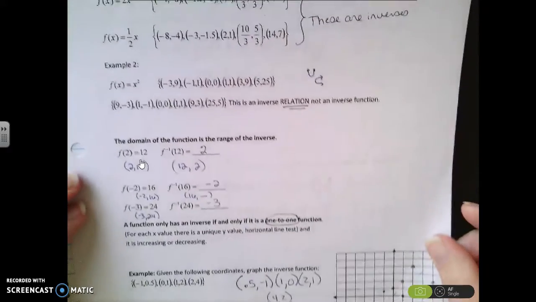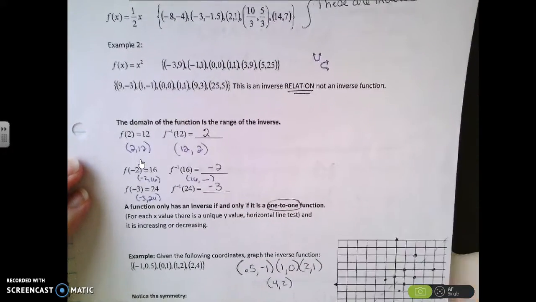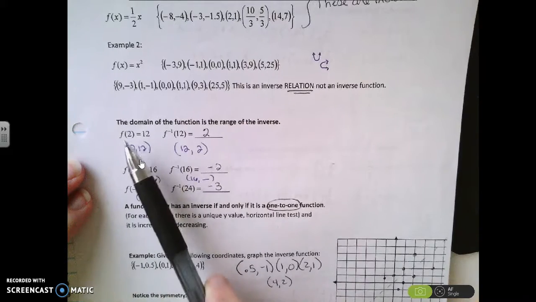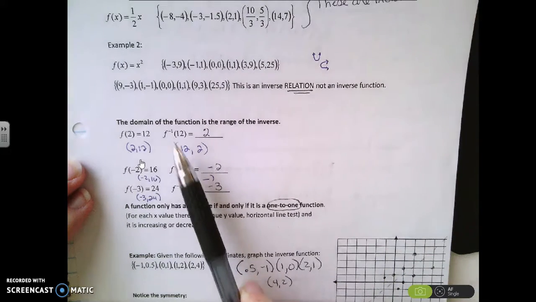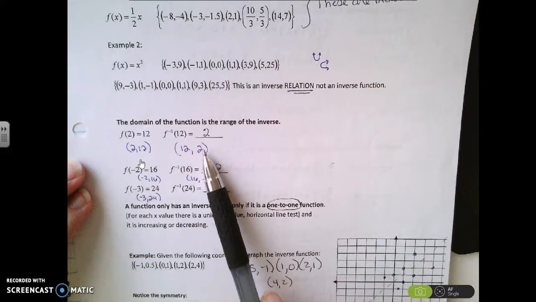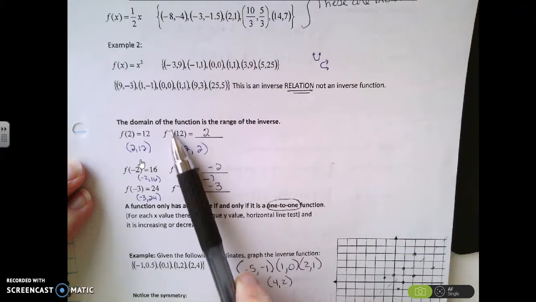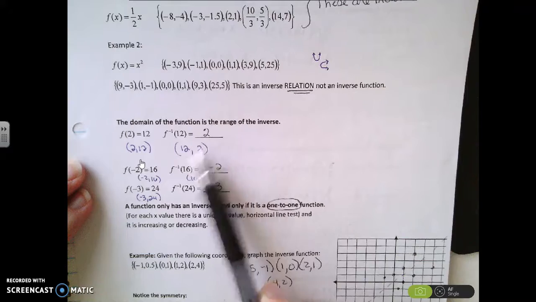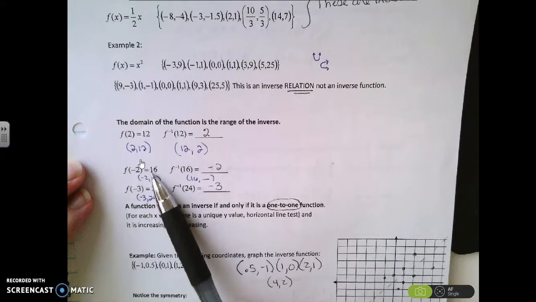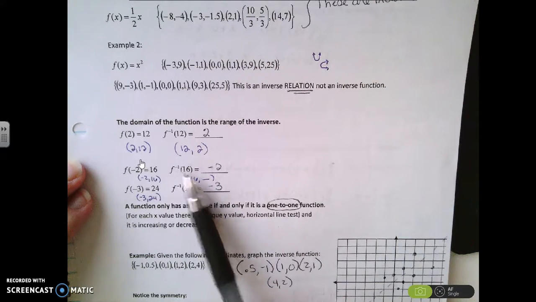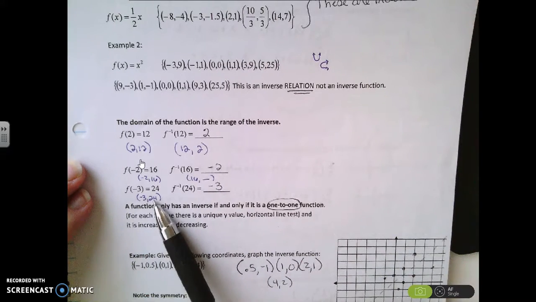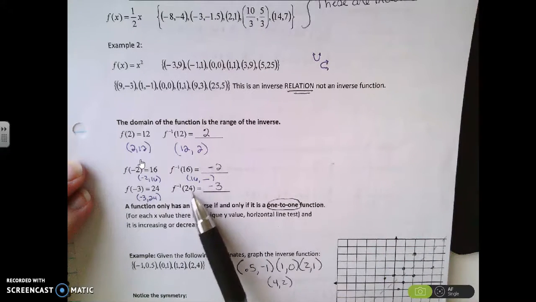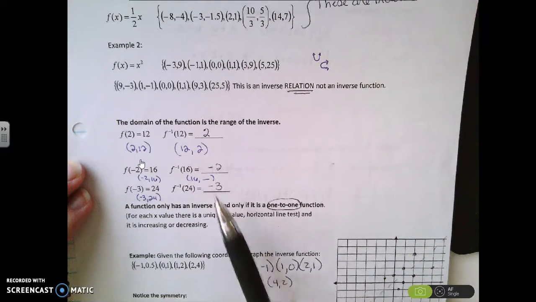Alright, so knowing that information, if I give you an ordered pair, or if I tell you this information, so if I say f of 2 is 12, that means I have the ordered pair 2, 12. So that means the inverse, that's the -1, would be 12, 2. So f inverse of 12 is 2. F of -2 is 16, so the inverse of 16 would be -2. Same thing, -3, 24, so f inverse of 24 is -3.